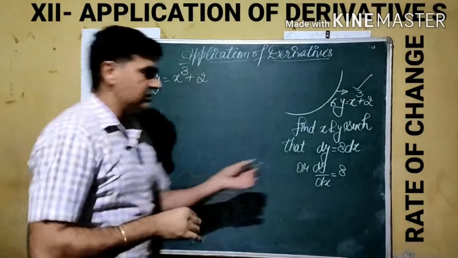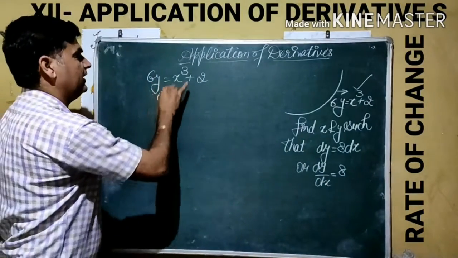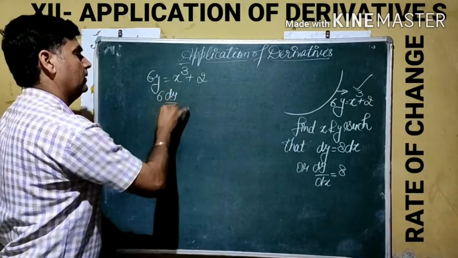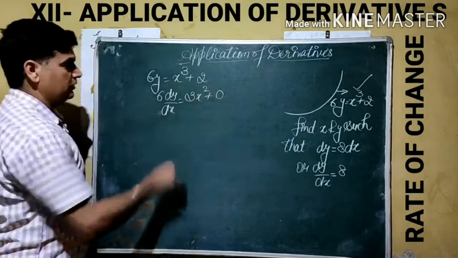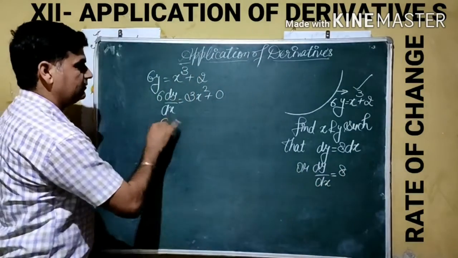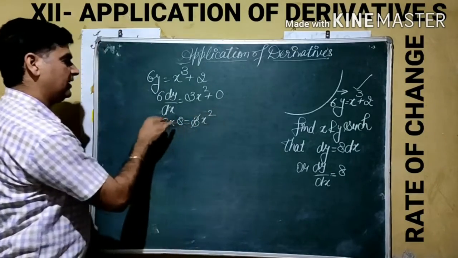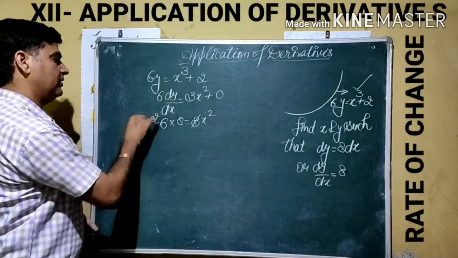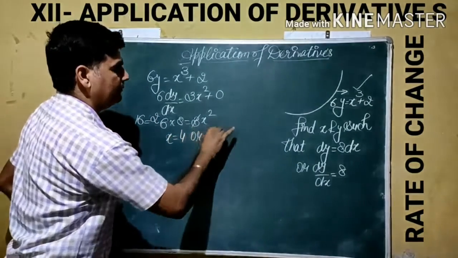It is clear from the statement that we have to calculate dy by dx here. So 6 times dy by dx is equal to 3x square, using power rule, and the derivative of 2 becomes 0. dy by dx is given by 8. Using this value, we get 6 multiply 8 is equal to 3x square. By canceling 3, it becomes 2, so it becomes 16. So the value of x becomes either plus 4 or minus 4.